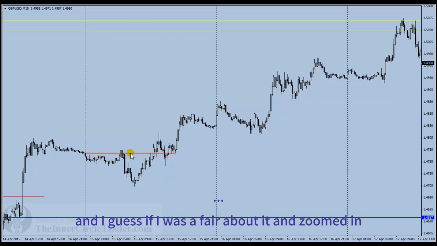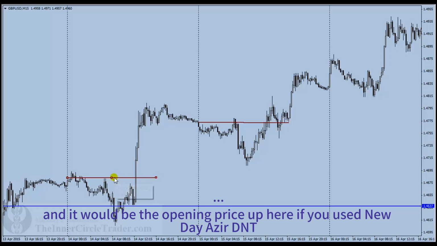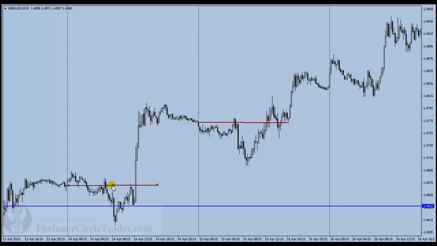If you did that, you'd have to be a buyer at this level or less. Okay, and on this day here, you'd have to be a buyer from this point here or less. Okay, so you'd have to be a buyer on a limit of this price or lower.